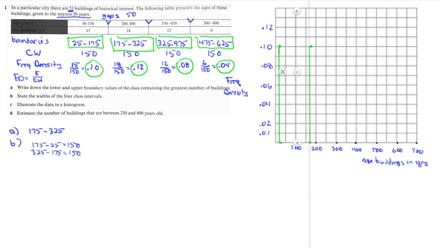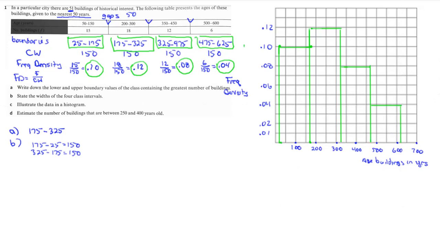And the next one is going to go from 175. Keep in mind, it should be continuous. There should never be any gaps between these bars. So it goes from 175 to 325, and that's going to be at 0.12. So let's draw this line up here, go all the way over to 325, come down. Awesome. Now the next one is going to go from 325 to 475. So I make that line. It's going to go up to 0.08. And then my next column is going to go from 475 to 625, and that's going to go to 0.04. And there I've got that.